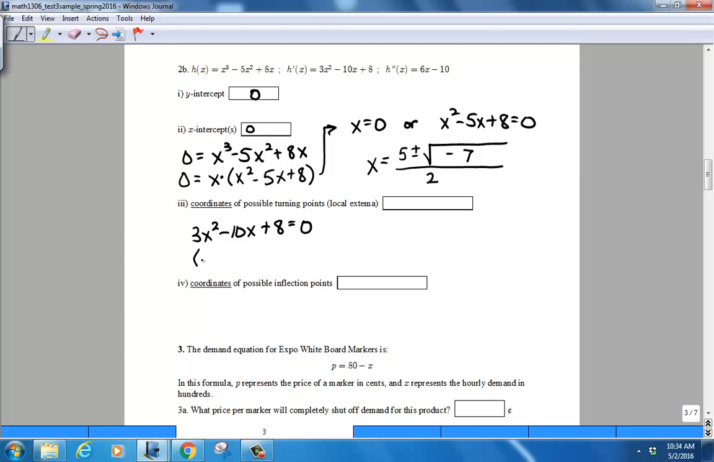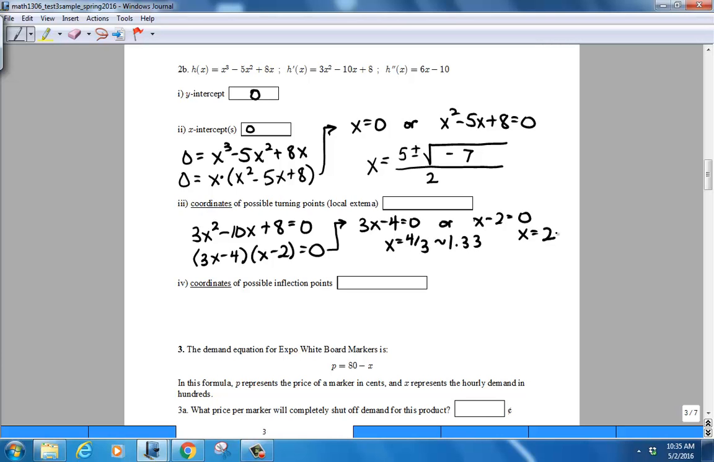But this actually does factor. It's easy to give up on trying to solve this one by factoring, because the factoring here is not obvious, but it does factor. It factors as 3x minus 4 times x minus 2. And so that means that either 3x minus 4 equals 0 or x minus 2 equals 0. So you can solve these two equations. Those are real easy to solve. One solution is 4/3, which in decimal terms is about 1.33. And the other solution is 2.